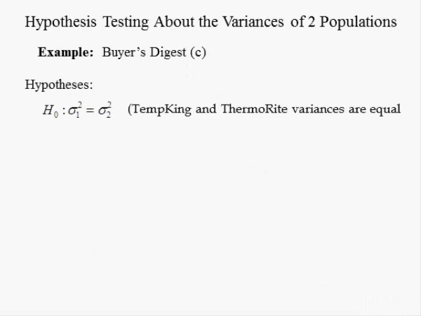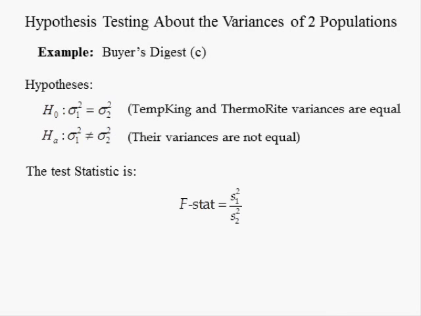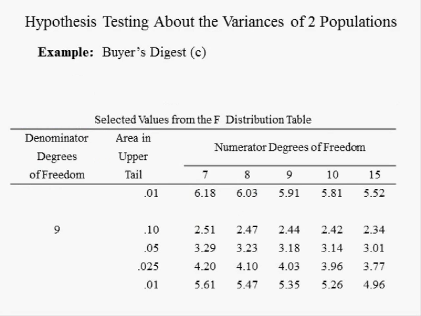Since we are asked to conduct a hypothesis test to see if the variances of the thermostats are equal using a 10% level of significance, the null hypothesis is that the two population variances are equal. The alternative hypothesis is that the two population variances are not equal. The test statistic, which we call the F stat, is equal to the larger sample variance divided by the smaller sample variance, which is equal to 1.768 divided by 0.7, or 2.53.